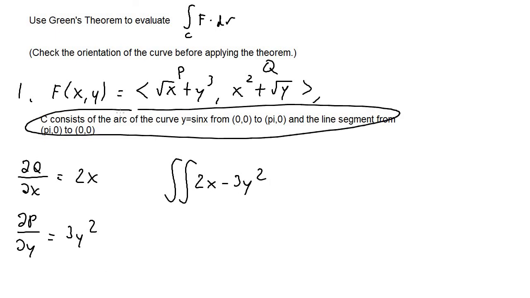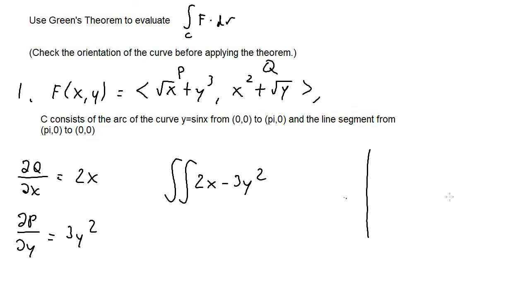So C consists of the arc of the curve y equals sine of x from (0, 0) to (pi, 0). Sine of x from (0, 0) to (pi, 0) just looks like this. And then we have the line segment from (pi, 0) back to (0, 0). So if we read it exactly in the order that it is, we're going on y equals sine of x from (0, 0) to (pi, 0), so we'll draw the arrows, and then we're going on the line segment from (pi, 0) back to (0, 0). Since this is going in a clockwise direction, we know clockwise means a negative orientation. Since this is a negative orientation, we have to have the negative in front of the double integral.